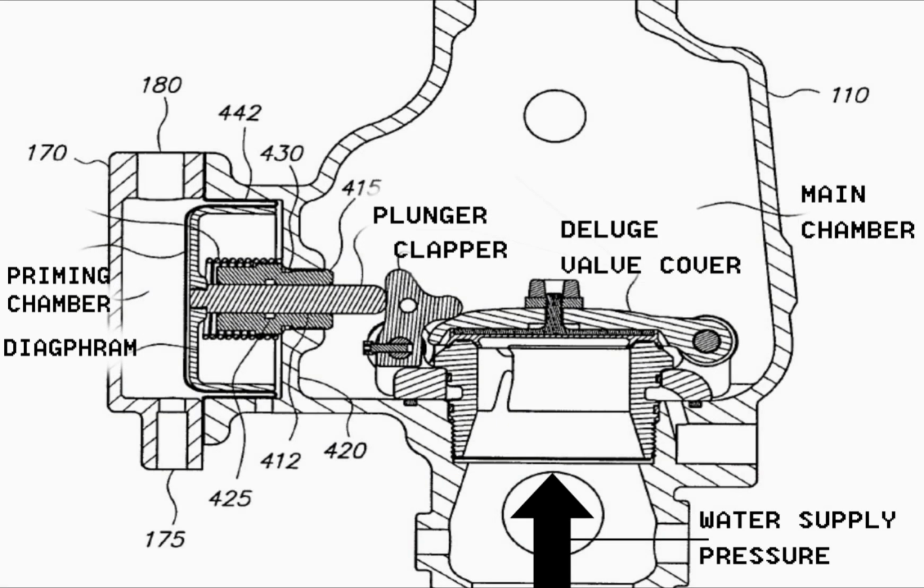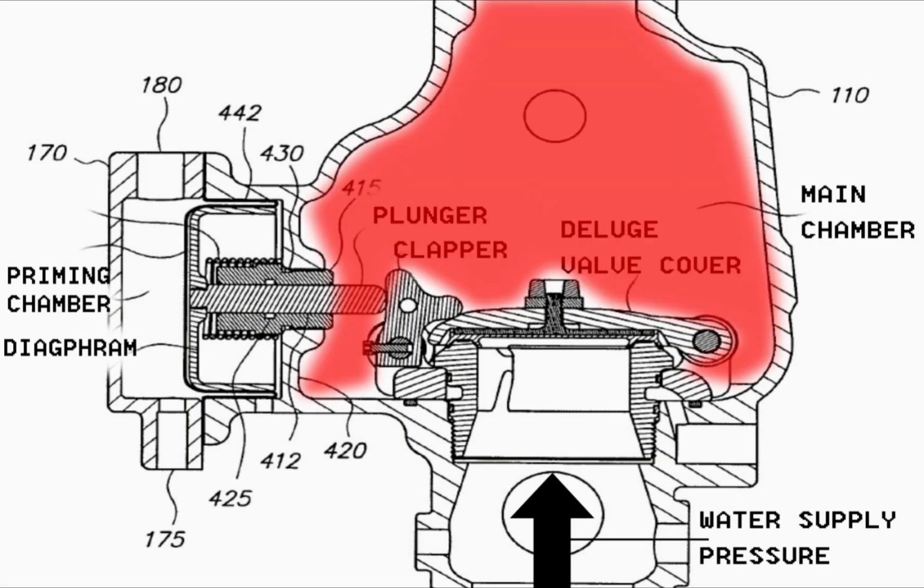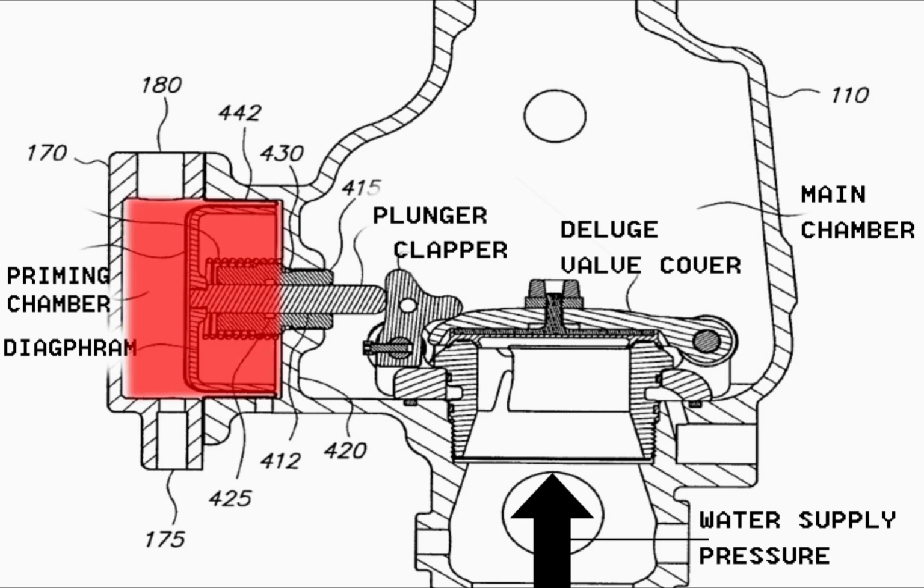The deluge valve consists of two chambers: a main chamber in which there is the motion of opening and closing the deluge valve, and a priming chamber, which may be referred to as the sensing chamber, in which there is the motion of the diaphragm responsible for opening and closing the deluge valve.